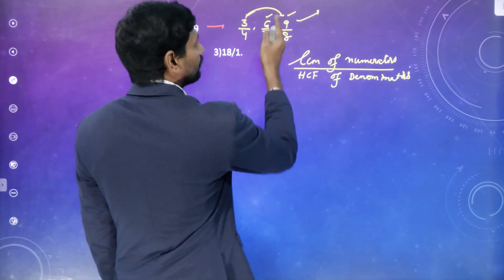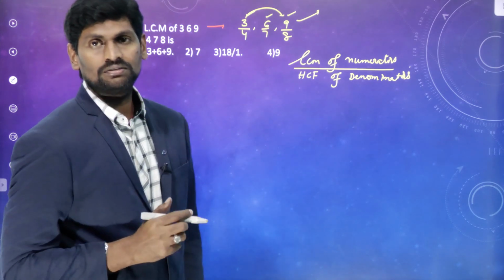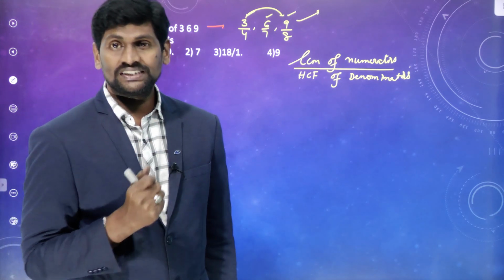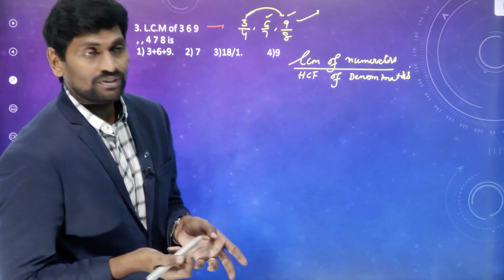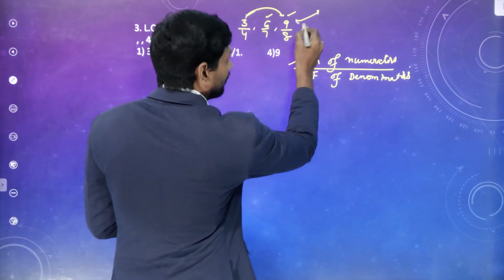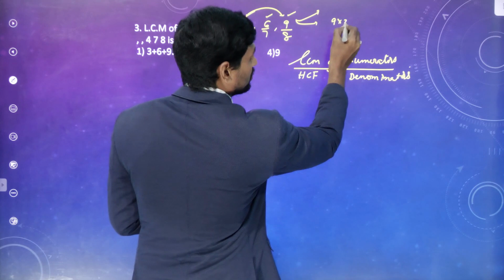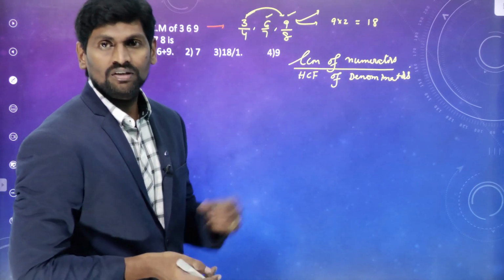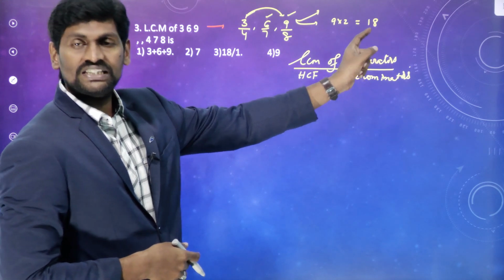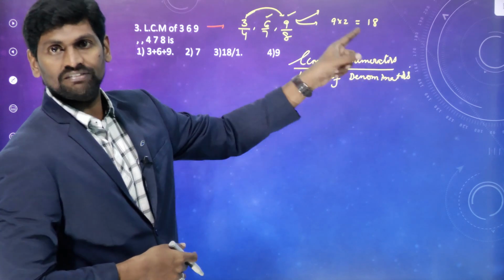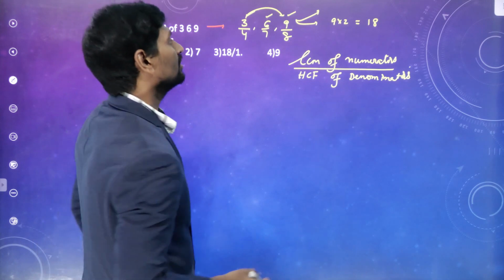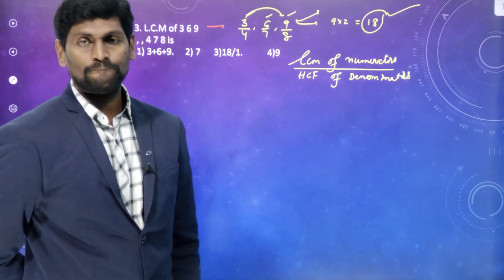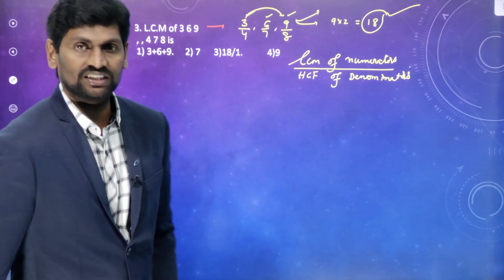Now check 6 table, 9 will come? No, 6 1s are 6, 6 2s 12. 6 table, 9 is not coming. Now I am checking for 9 2s. 9 2s are 18. Now check 6 table. Definitely, 6 3s are 18. 6 table 18 will come, 3 table also 18 will come. We can say that LCM of these numbers is 18. LCM of numerators is 18.